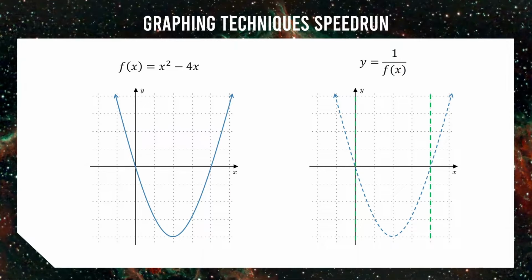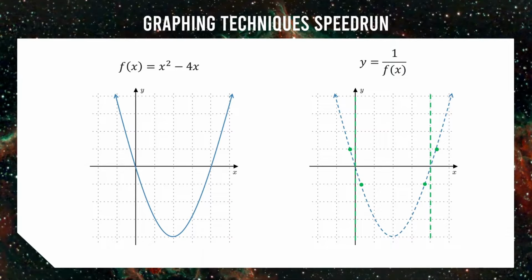Now for these, I like to think about my 1s and my negative 1s, because the reciprocal of 1 is 1 and the reciprocal of negative 1 is negative 1. So I'm going to put dots on my original graph at y equals 1 and also at y equals negative 1, because these are going to be the same values in my new graph. So it's going to be where these two are intercepting each other.